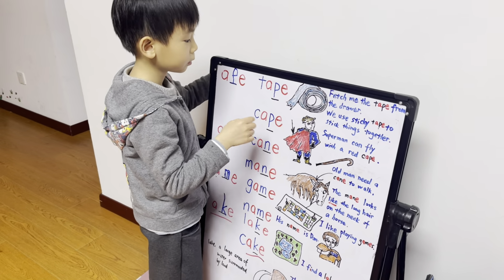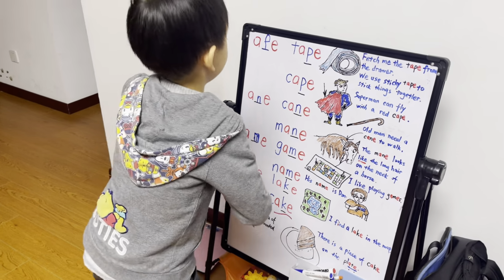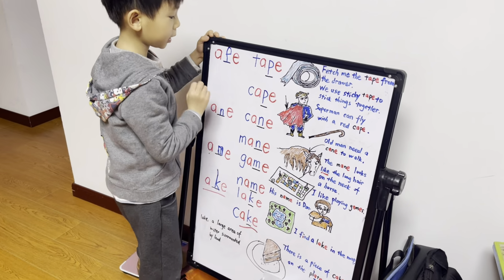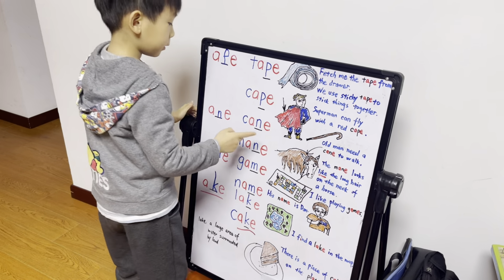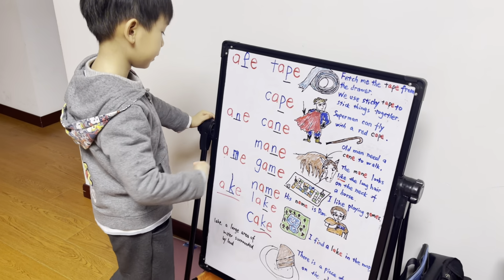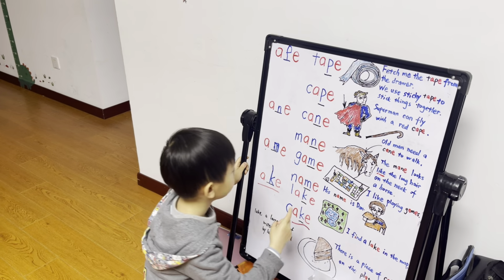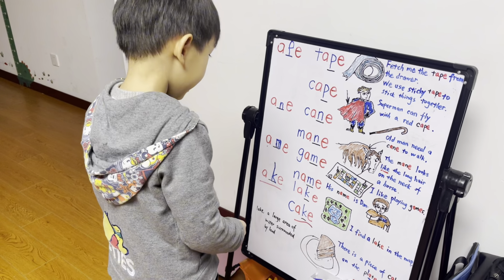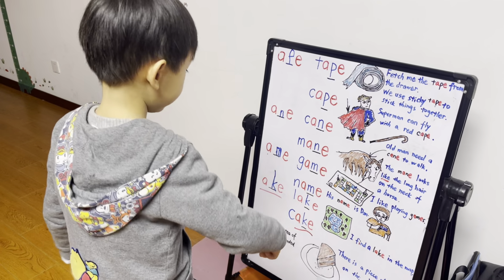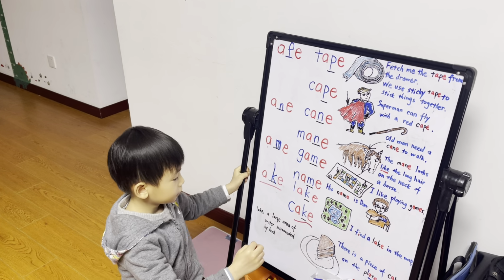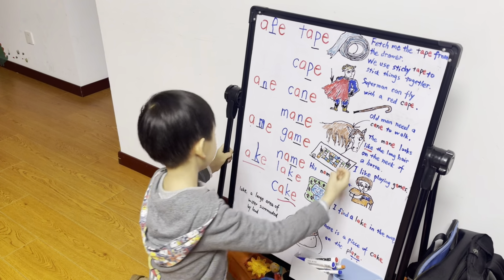Tape. Tape 还是什么？Tape. Yes. Cape. Yes. The Superman's cape. K, very good. Cane. You can walk with a cane. Mane. Okay, so the horse has a mane. Game. Okay, you like to play games. You like playing games. A game. Okay, next one.